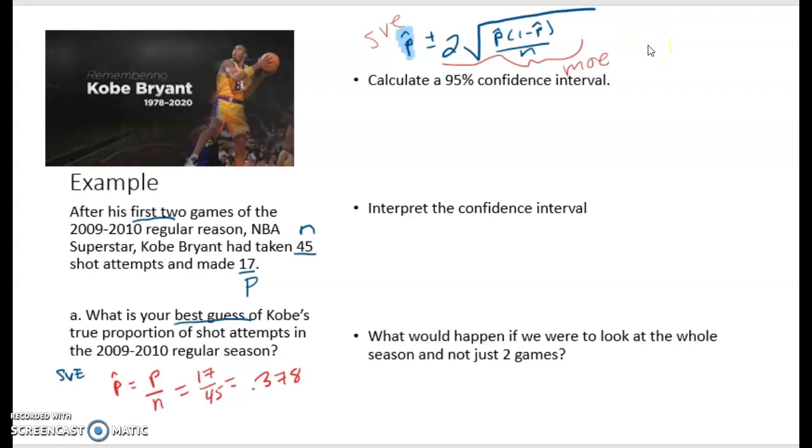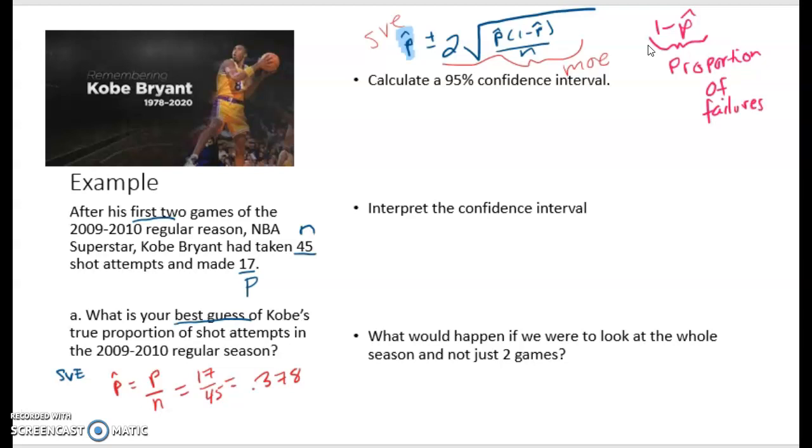Okay, so real quick, what I want to do is talk about what this 1 minus p hat might represent. So if p hat represents the proportion of successes, what would 1 minus the proportion of successes be? Well, that 1 minus p hat is actually the proportion of failures.